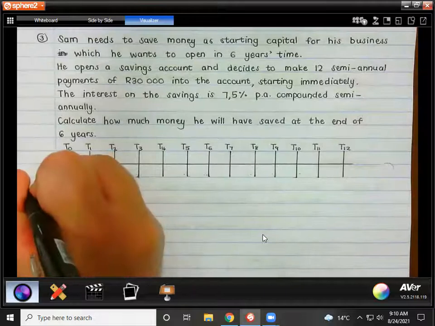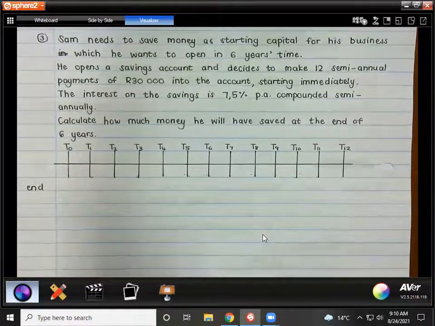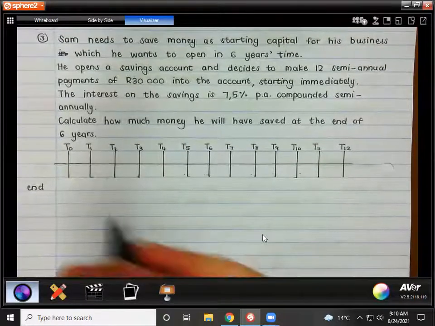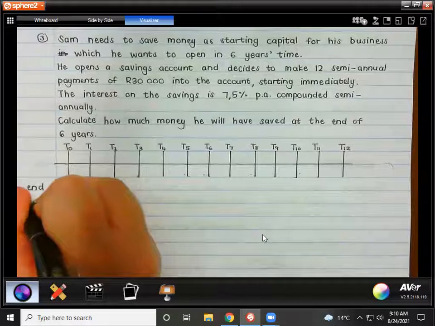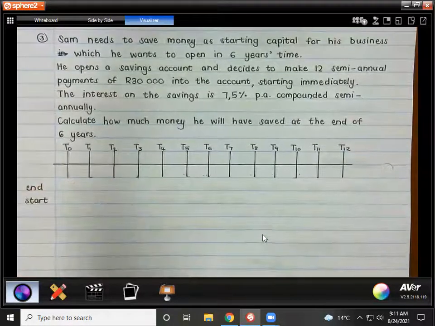Now, I actually want us to compare what would have happened if we made the first payment at the end of the first semester, I suppose, half a year, versus at the start. Because that will help us to figure out how we need to change this formula.